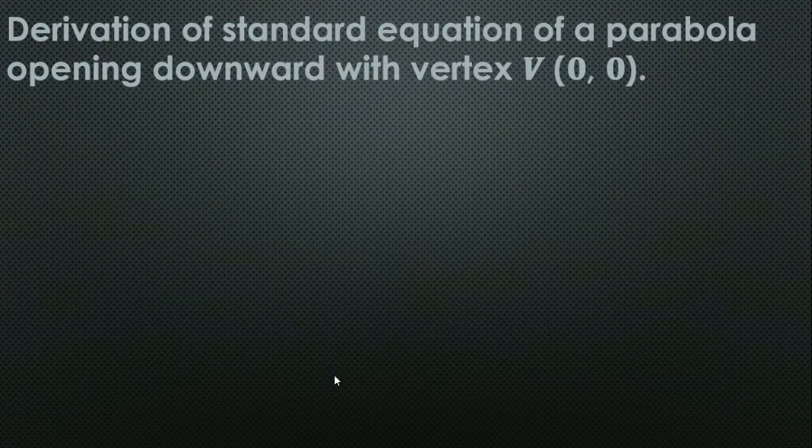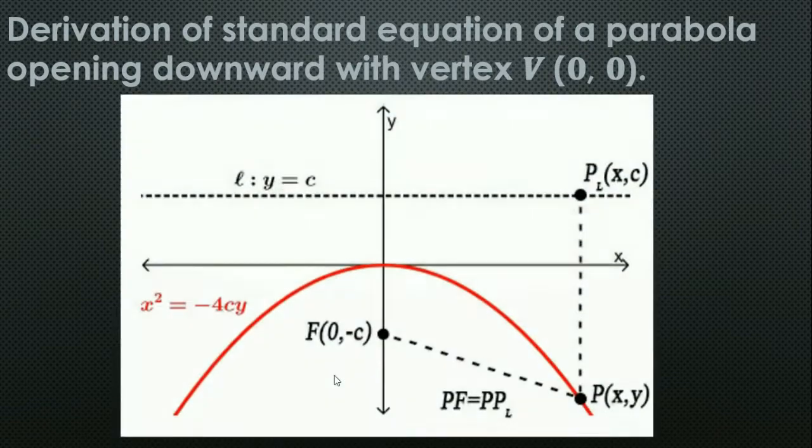Derivation of standard equation of a parabola opening downward with the vertex at the origin. So, kung kanina upwards yung dinerive natin, ito naman downwards. Okay, so ang value ni c doon sa focus ay nag-negative na. Ang directrix natin ay positive, pero yung point natin ay (x, y) pa rin. Okay, so for the derivation, watch this video.